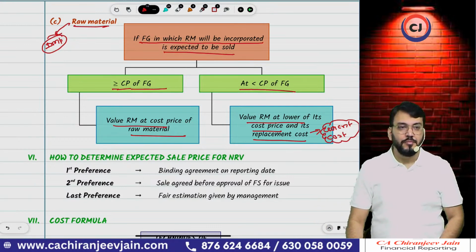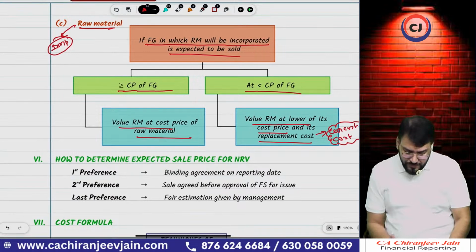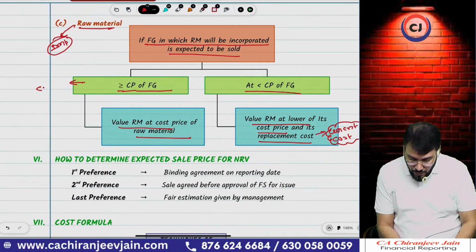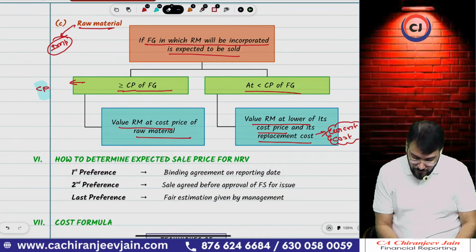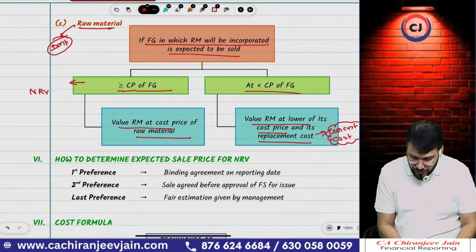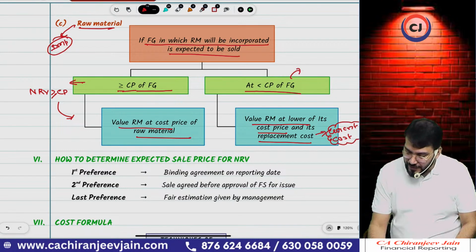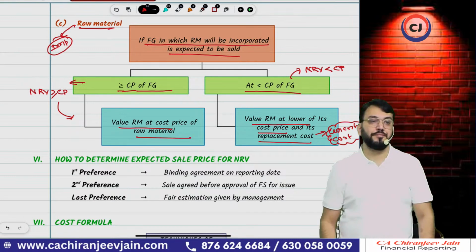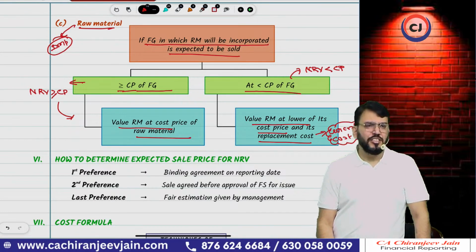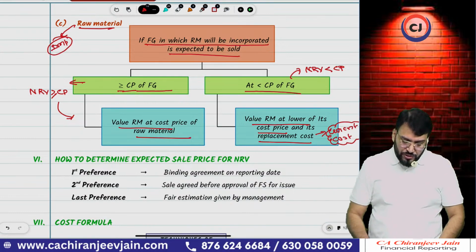Understood? Simple. Or can I say in this way? If the cost price... we can say in this way. If the NRV of finished goods is more than cost price, then this is the case, or equal to. In this case, if NRV of finished goods is less than what? Cost price. We can say in this way also. This is one good question. Let us do that.